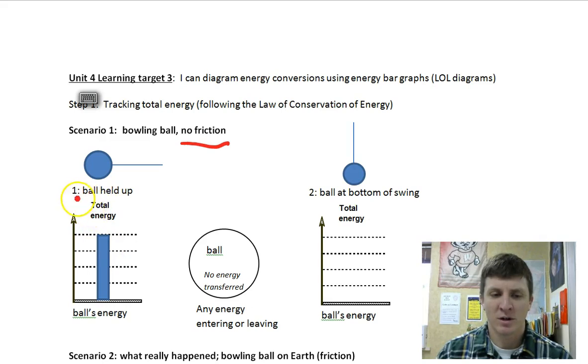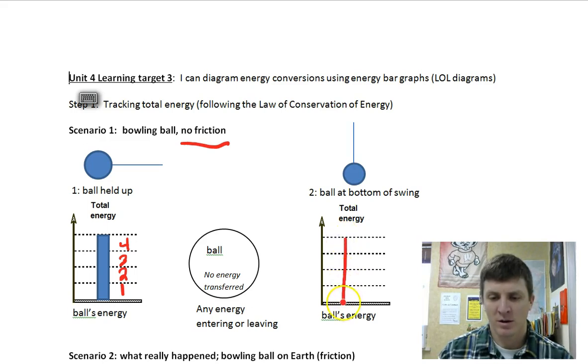But let's start here at the very first one. The ball is held up. This graph represents the total amount of the ball's energy. We have 1, 2, 3, 4 bars, or 4 units of energy in this bar graph. So we know if there is no friction, the law of conservation of energy states that the total energy at the beginning is going to equal the total energy at the end.